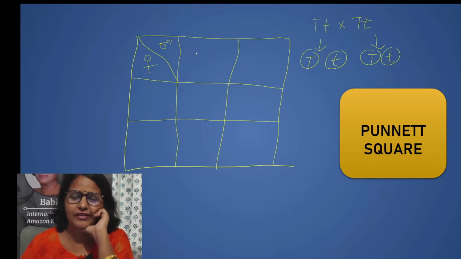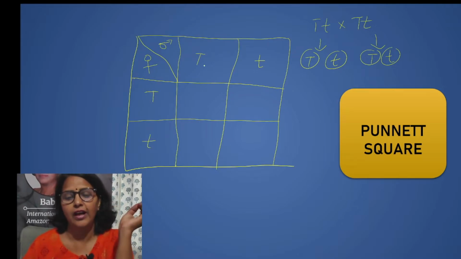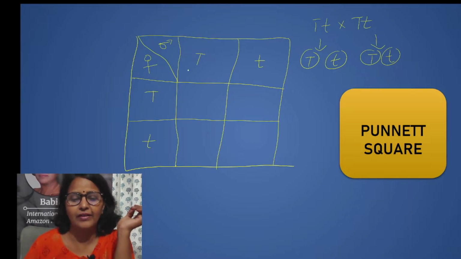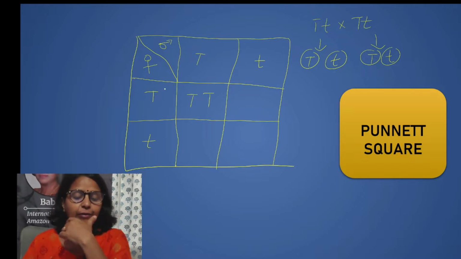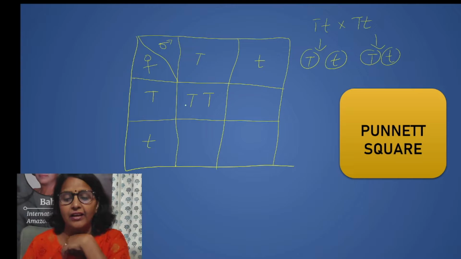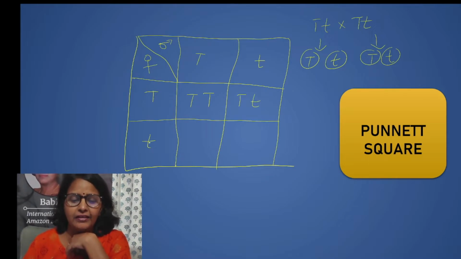So what is for male? It is capital T small t. For female, it is again capital T small t. How do we write it? We cross these two, capital T, capital T. As we write in mathematics T square, we don't write like that in biology. We will write both of them together, capital T and small t, capital T and small t, small t and small t.